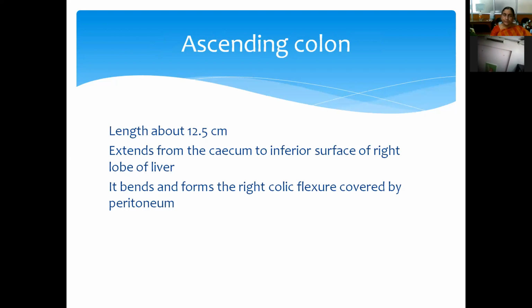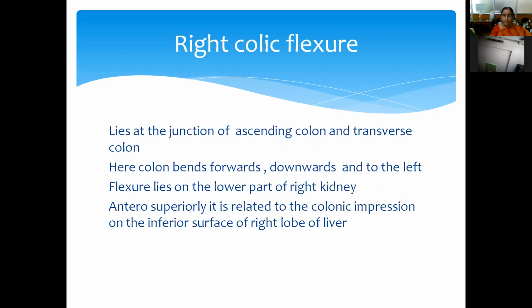Now I'll go on to the next part after the cecum, which is the ascending colon. The length of it is about 12.5 centimeters, extending from the cecum to the inferior surface of the right lobe of the liver. It bends and forms the right colic flexure covered by the peritoneum. The right colic flexure lies at the junction of ascending colon and transverse colon. Here the colon bends forwards, downwards and to the left. The flexure lies on the lower part of the right kidney. Anterosuperiorly, it is related to the colonic impression on the inferior surface of the right lobe of the liver.